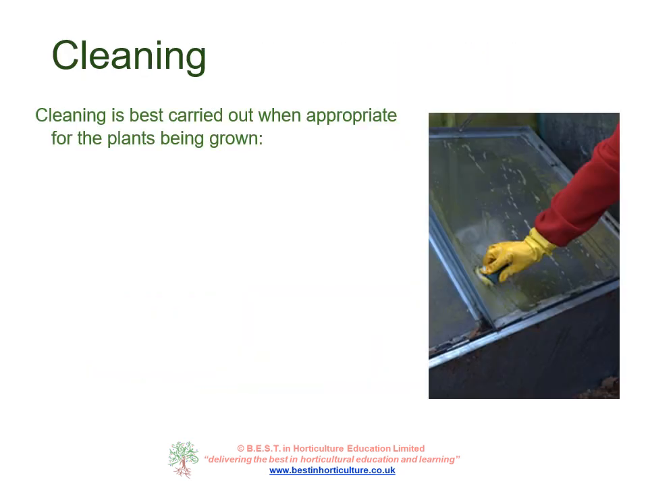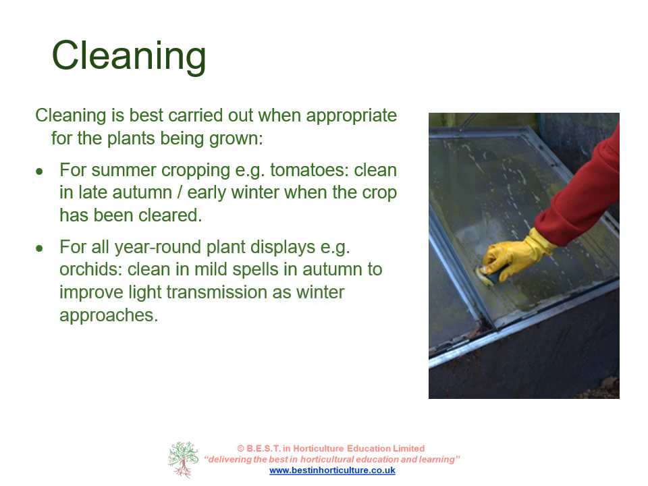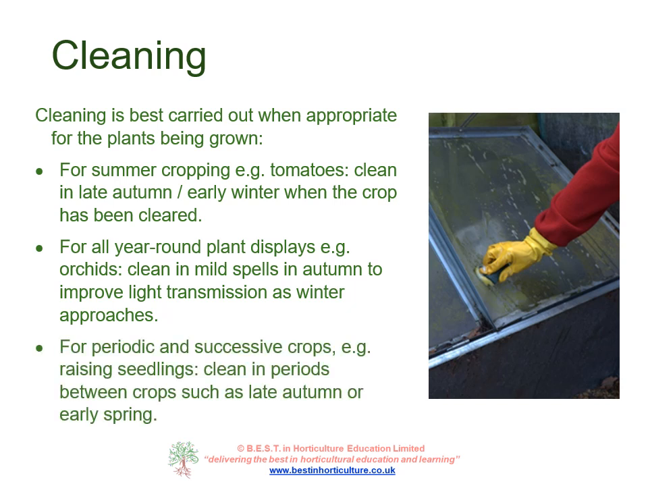Cleaning is best carried out when appropriate for the plants being grown. For summer cropping, for example tomatoes, we can clean our structures in late autumn or early winter when the crop has been cleared. For all year round plants, for example orchids, clean in mild spells in autumn to improve light transmission as winter approaches. For periodic and successive crops, for example raising seedlings, clean in periods between crops such as late autumn or early spring.